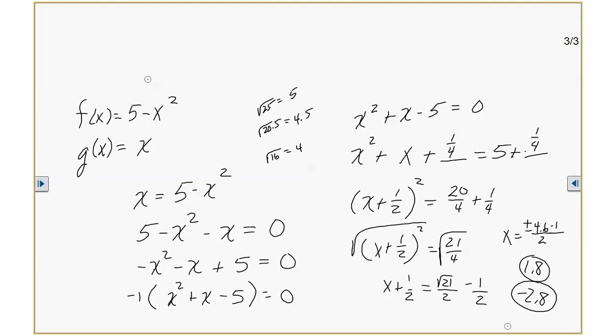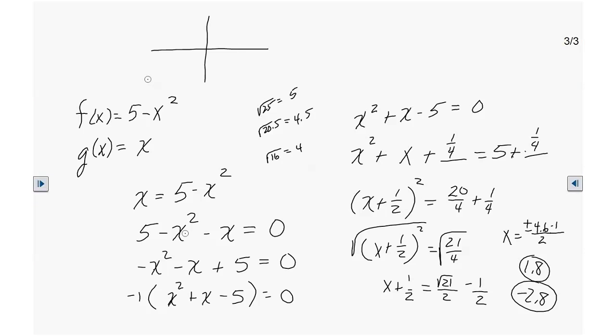5x minus x squared. Did I give you 5x minus x squared? Okay, we're just doing a different problem. We'll keep going. Okay, I wrote down the problem wrong. I suck.